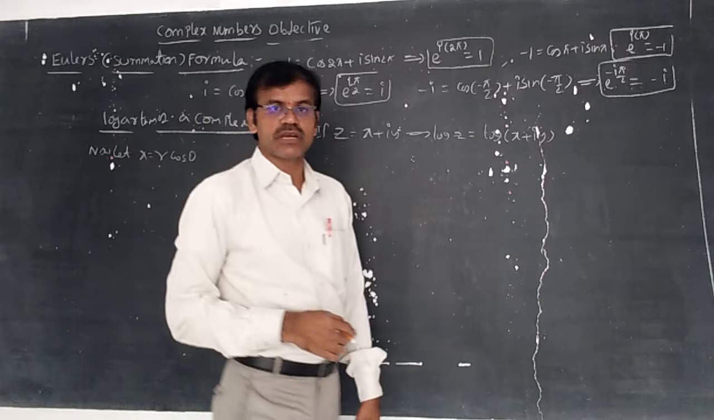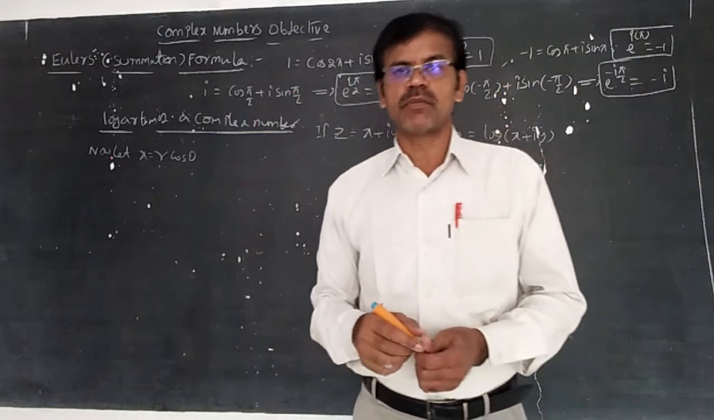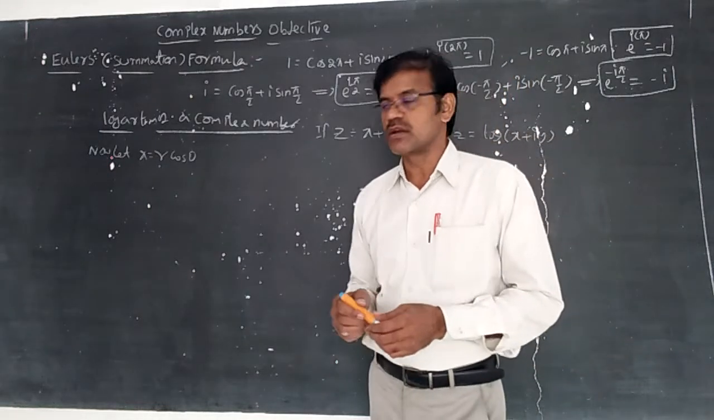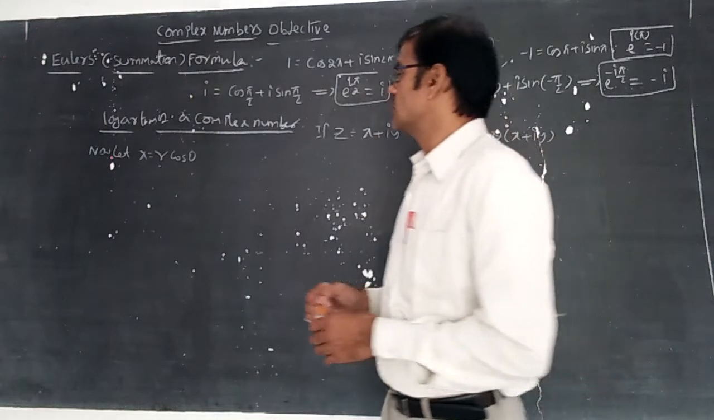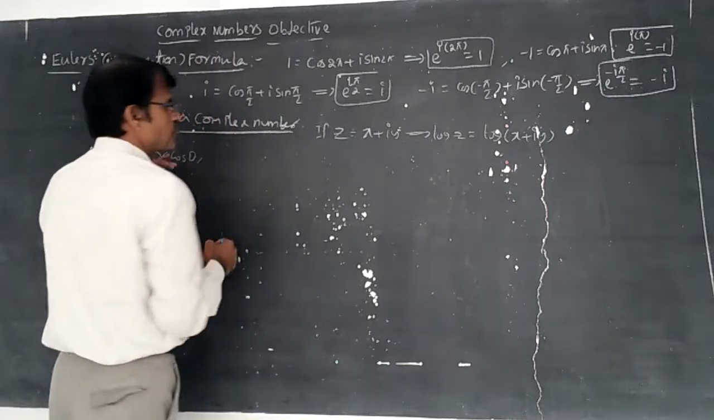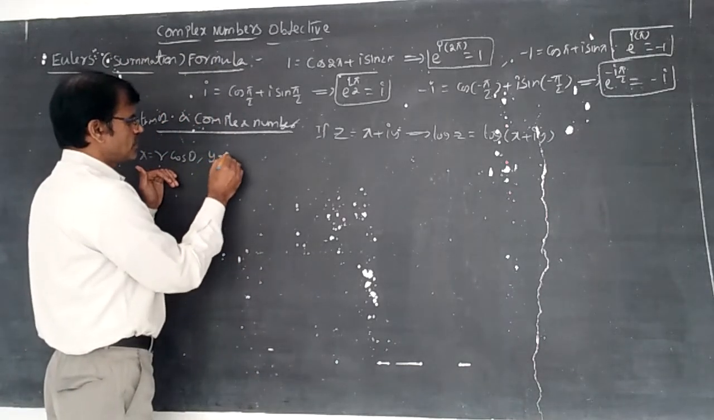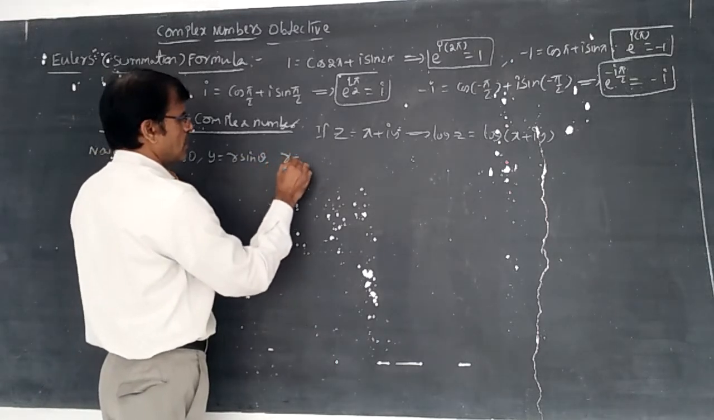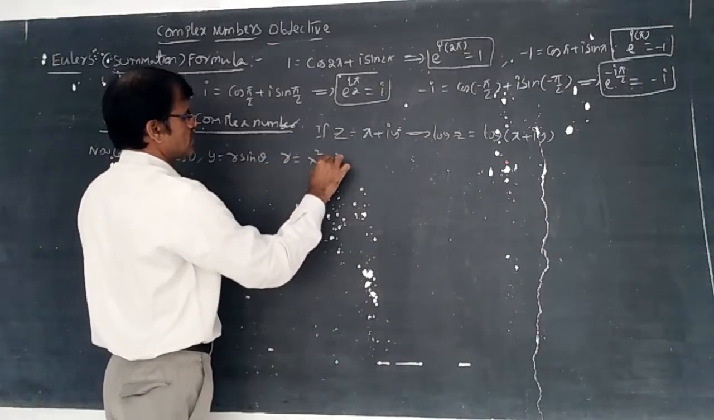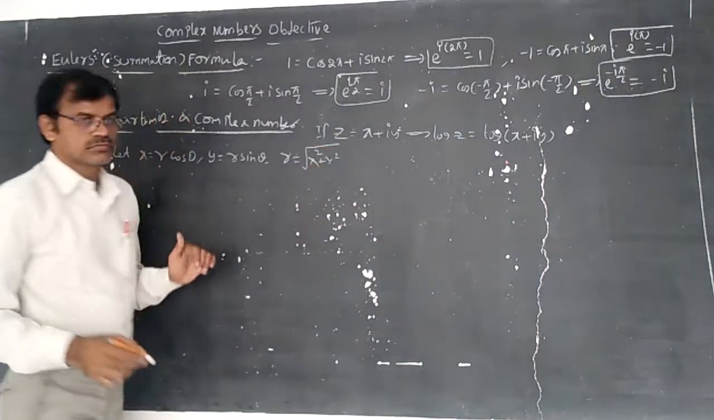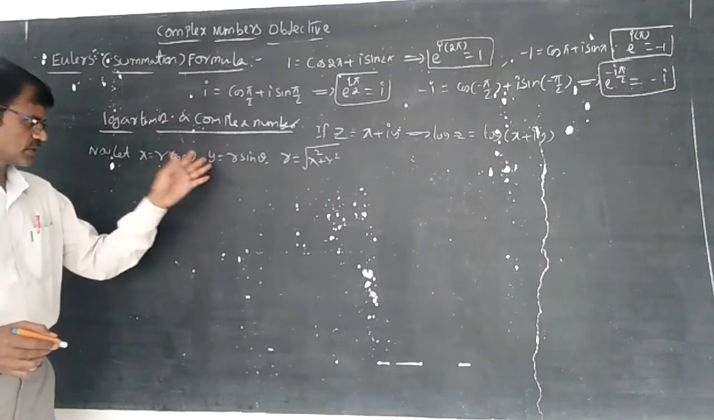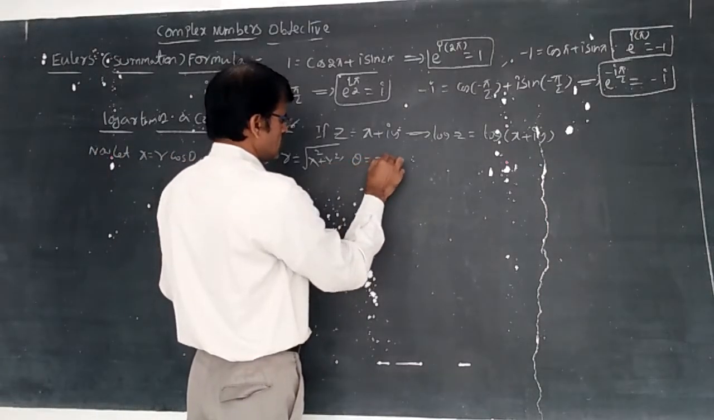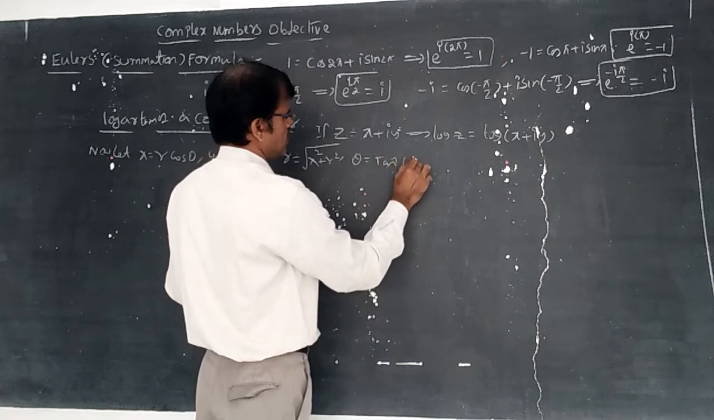The complex number z is equal to x plus iy, and its modulus-amplitude form is r into cos theta plus i sin theta, where r is equal to root of x square plus y square and theta is equal to tan inverse y by x. In the concept, we need to write x is equal to r cos theta and y is equal to r sin theta. Now, r is equal to root of x square plus y square, because x square plus y square is equal to r square, and theta is equal to tan inverse y by x.